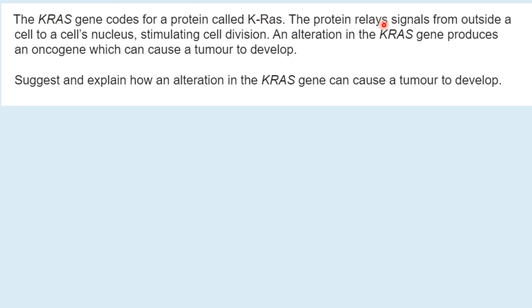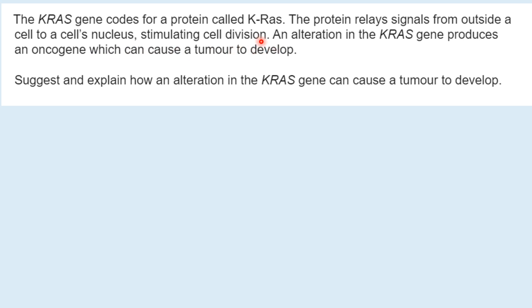Okay, that protein relays signals from outside a cell into a cell's nucleus. So it's somehow giving signals to a cell's nucleus. And what that does, it stimulates cell division. Keyword, it is stimulating cell division. So KRAS is linked to cell division. Now, an alteration of the KRAS gene produces an oncogene. So now we know what this is. KRAS is a proto-oncogene, and when it becomes an alteration, that means what? Mutation. When it changes, it becomes an oncogene, and this causes a tumor to develop.